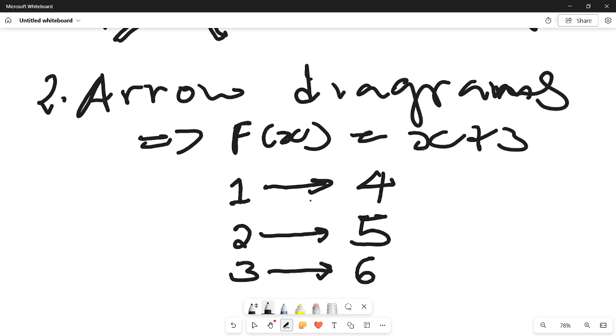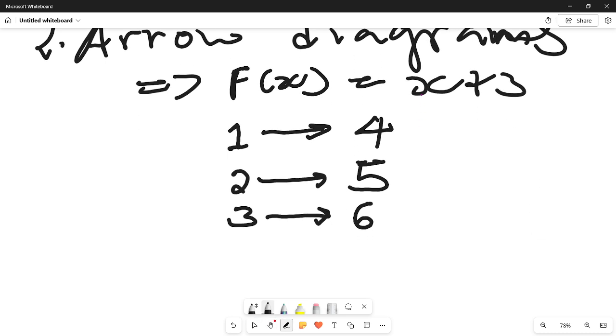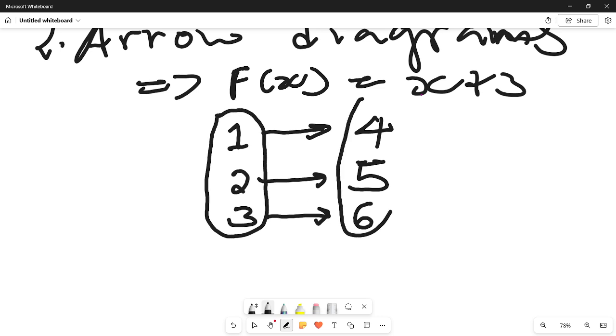So in this case, we have 2 things. We have the input and we have the output. So we have represented a function using an arrow diagram. So this is the input and this is the output.